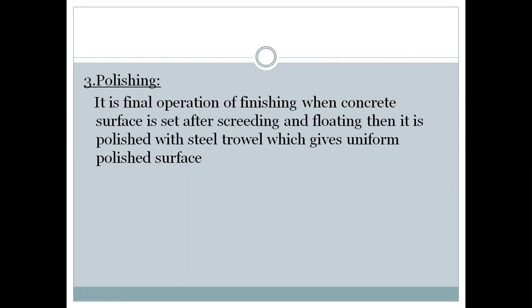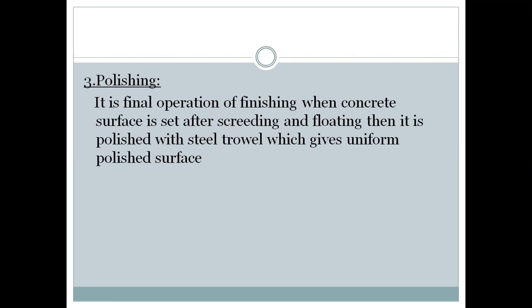Next is polishing. It is the final operation of finishing when the concrete surface is set after spreading and floating. Then it is polished with the steel trowel, which gives a uniform polished surface. So it is nothing but the trowel which is used at the final stage after spreading and floating.